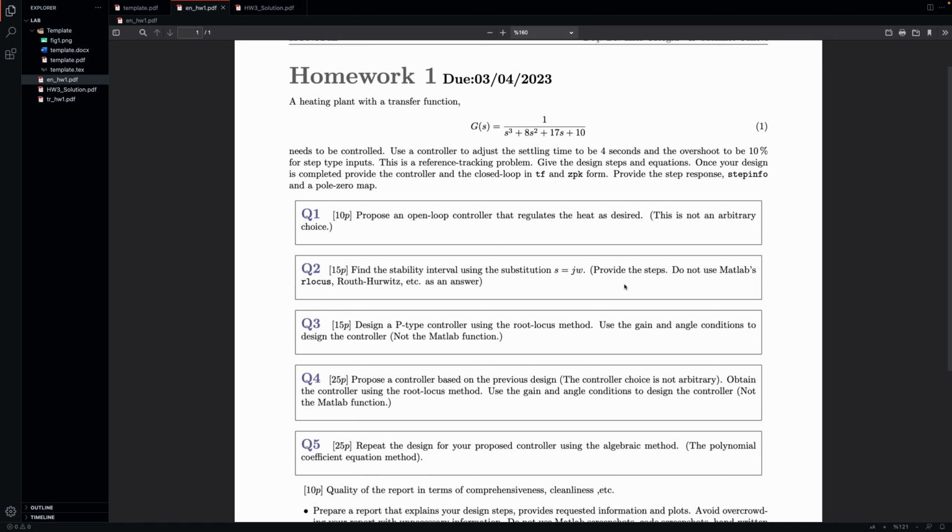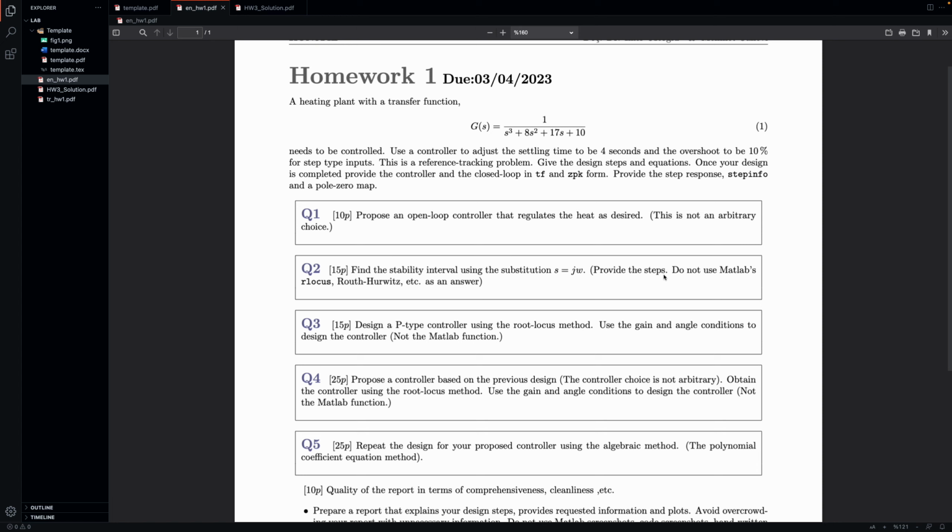So once you've dealt with that, in Q2 we ask you to use the substitution s equals j omega in order to acquire the stability interval. Now, of course, you can access this data with MATLAB's root locus or rlocus command, or using Routh-Hurwitz, etc. There are many stability analysis tools that you can use to get the answer here. But this is not quite the question here. We're asking you for a specific method to use, which is the substitution method s equals j omega, in order to acquire the stability interval.